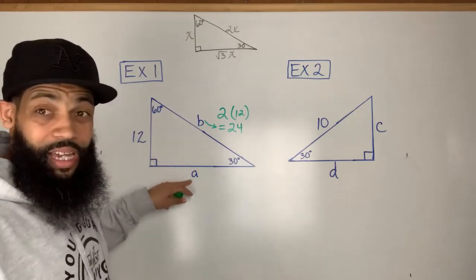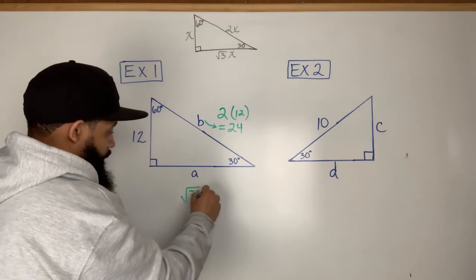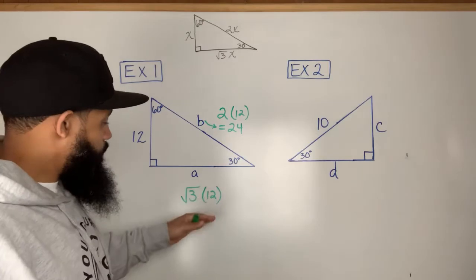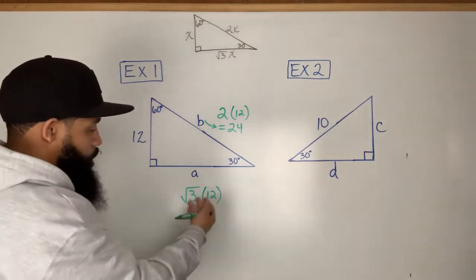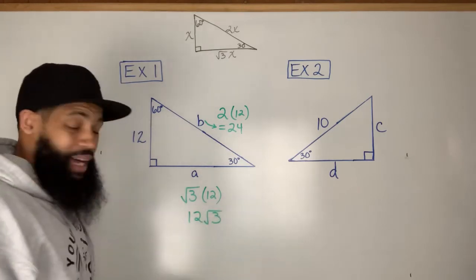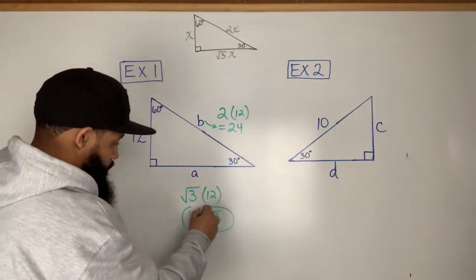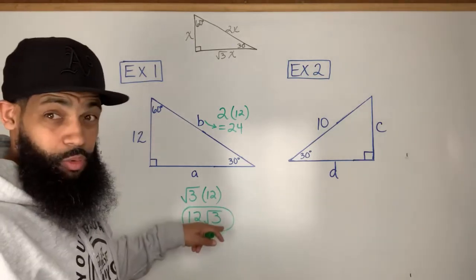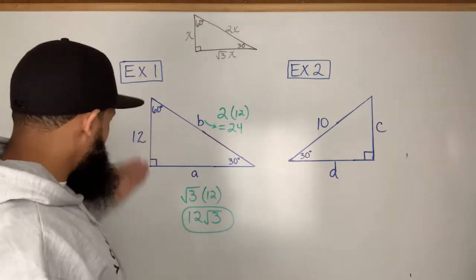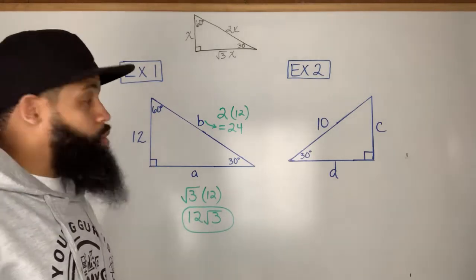Now, in order to find a, we have to take this 12 and we have to say the square root of 3 times 12 is equal to a. Well, there's no math to do there, all we want to do is just switch. You typically want to put your whole number outside of the radical, or in front of the radical. So this is going to be the value of a. So a equals 12 times the square root of 3, or tree as I like to say. B is equal to 24, and then we're already given that shortest leg of the triangle. Let's go right into example 2.